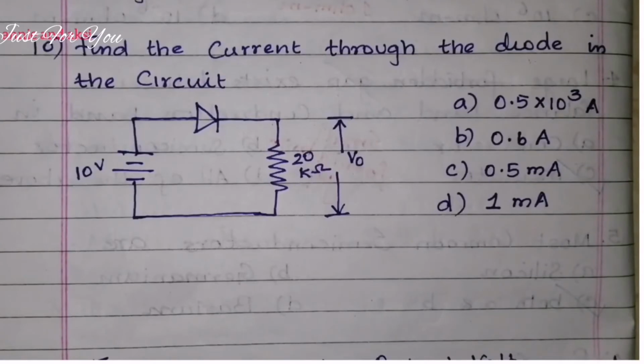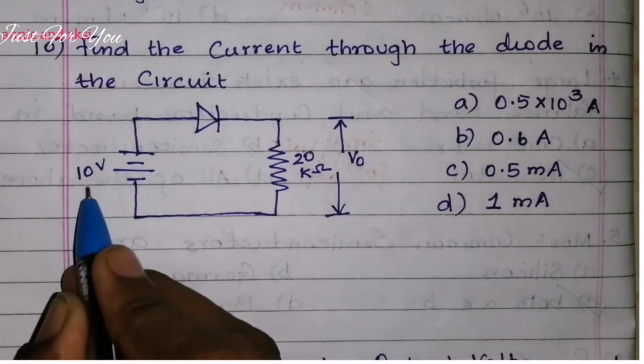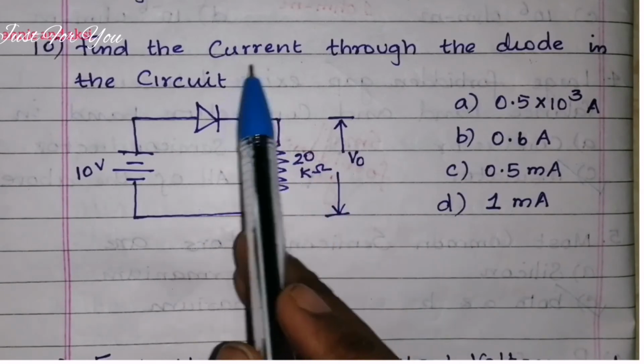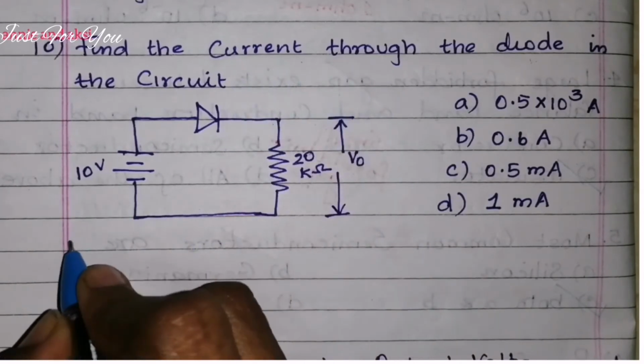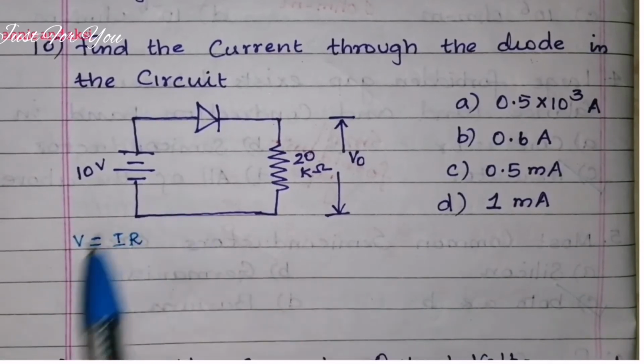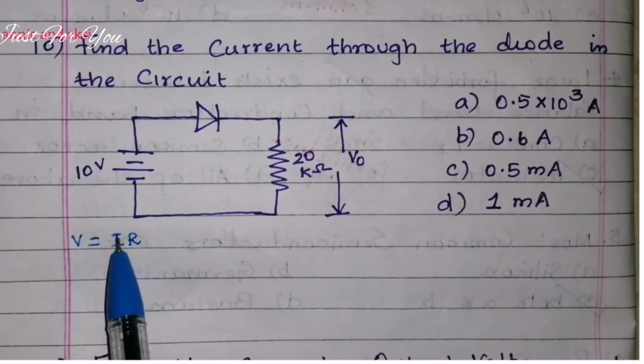Next question is, find the current through the diode in the circuit. You see the circuit, what are the data given? Voltage is given and a resistor value is given. We have to find the current. Very basic formula, Ohm's law, we know that V is equal to IR. In the question, this voltage is given, resistor value is also given. So, from these two, we can find the current.